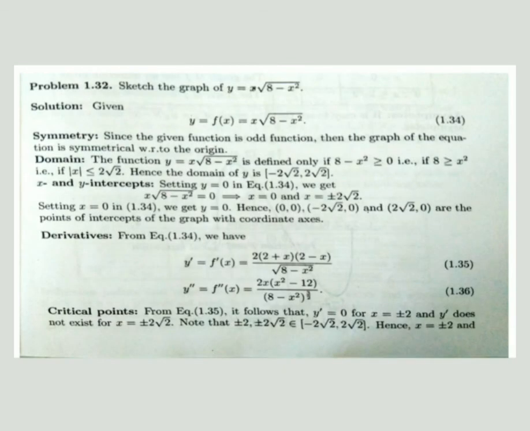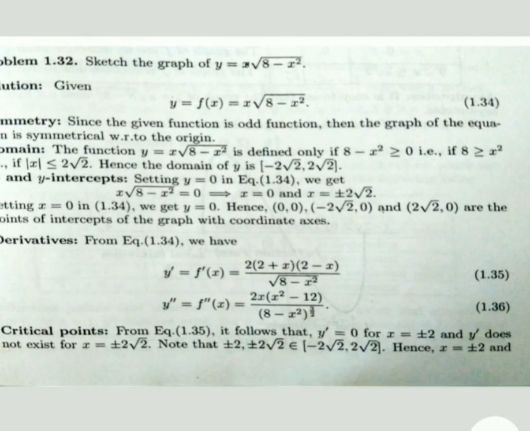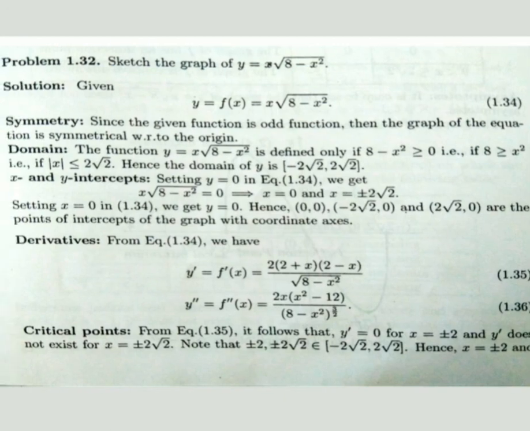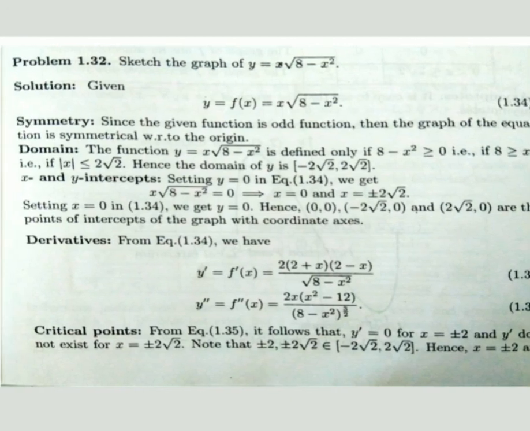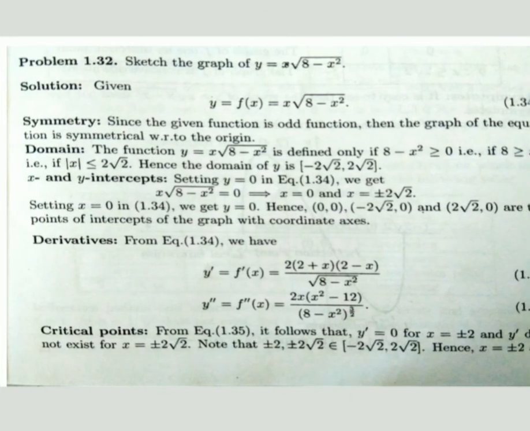Similarly, look at the next problem also: x into square root of 8 minus x square. So this function is odd. Observe that. Therefore the graph of the equation is symmetrical with respect to the origin.